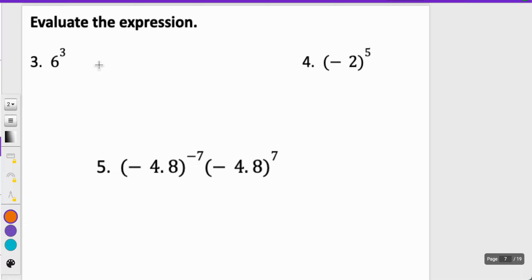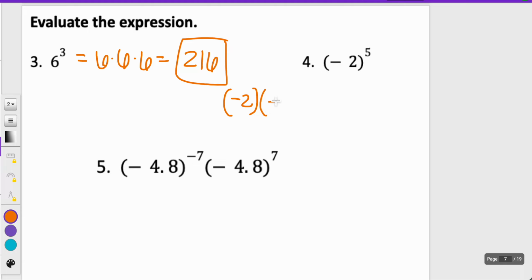Number 3 starts with the evaluation section. So 6 to the 3rd is 6 times 6 times 6, which is 216. Number 4 is (-2) to the 5th. And notice that -2 is in parentheses, so I need to make sure all of my 2's are negative. And if I work this out, I'm going to get -32.